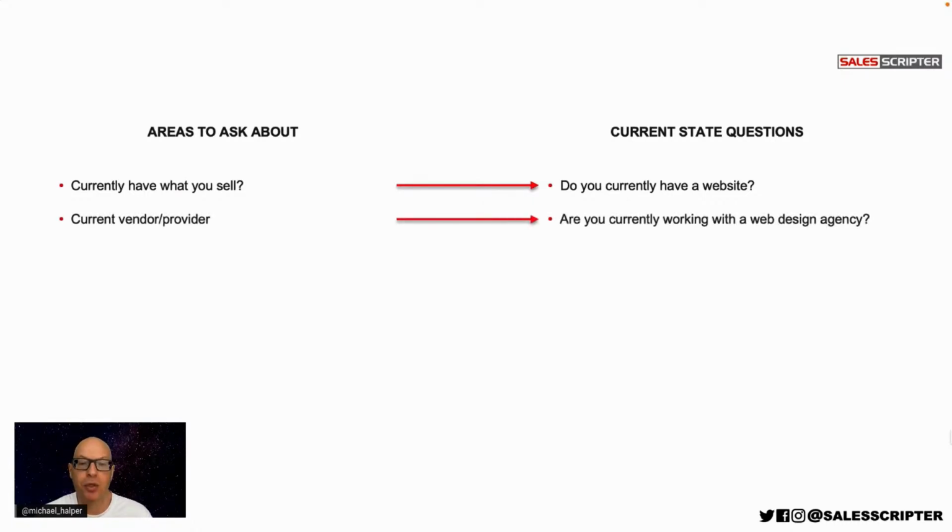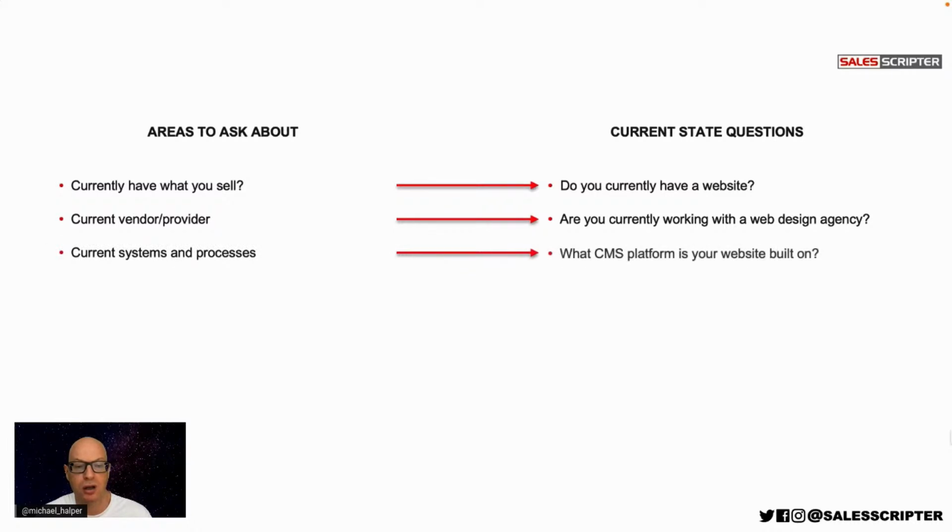You might want to ask about their current provider or vendor. Are you currently working with a web design agency? Of course, there are follow-up questions there: how's everything going? What do you like about them? What don't you like? How long have you been with them? But I'm going to move on to some other categories here. You probably want to identify the current systems or processes that they have in place. So what CMS platform is your website built on?